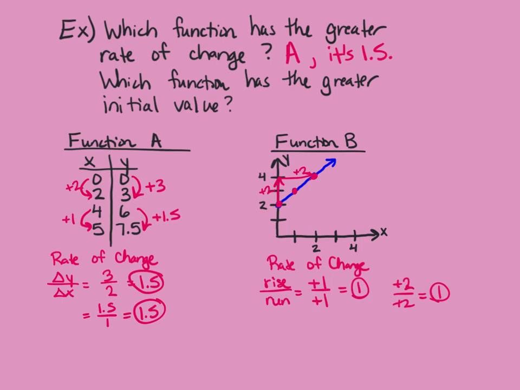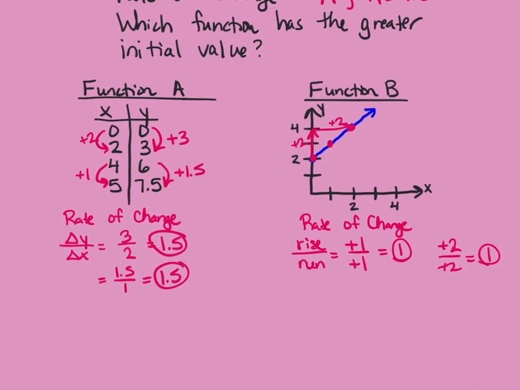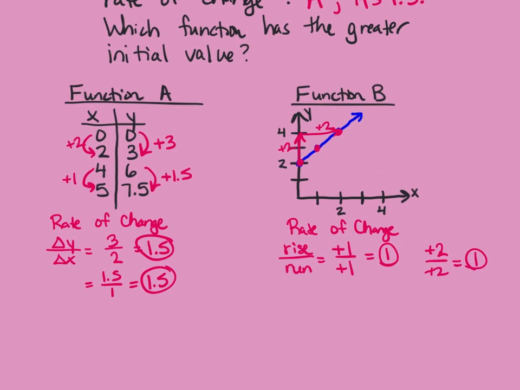The second question says which function has the greater initial value? That's your y-intercept. So sometimes in a table, such as function A, we're given the y-intercept. That's where x is 0. So let's look over here and see if the y-intercept where x equals 0 can be found. And we do have that right here. We have the ordered pair 0, 0. So when x is 0, y is 0. So b is 0.